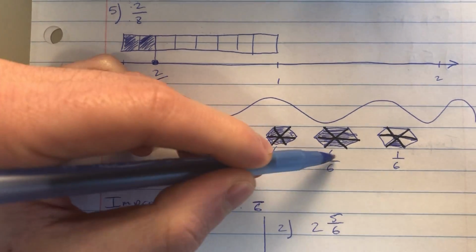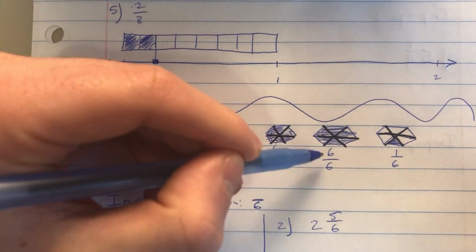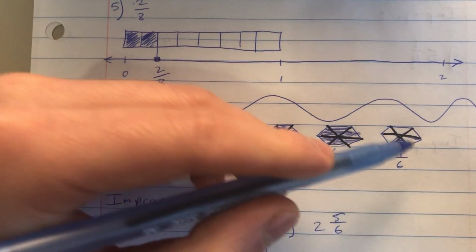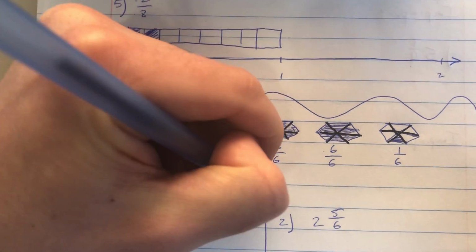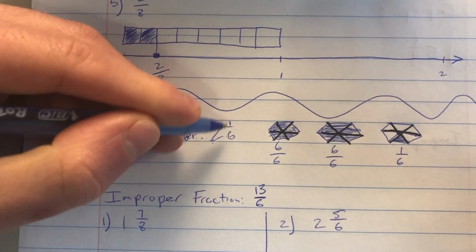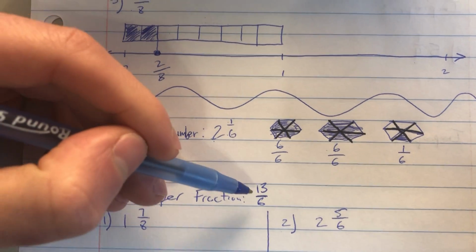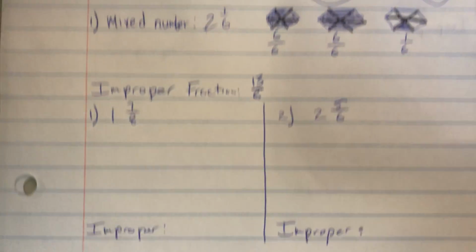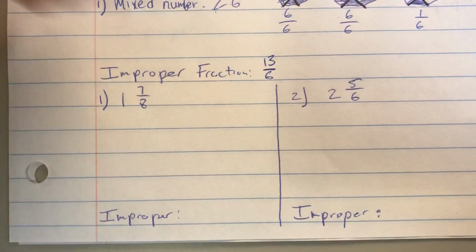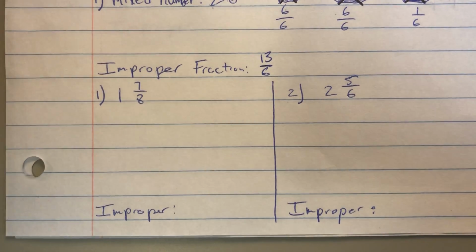Now I will just add my numerators together. 6 plus 6 is 12, plus 1 more is 13. This fraction, 2 and 1/6, is equivalent to 13/6. Today what we're going to work on is doing that without any pictures of shapes.